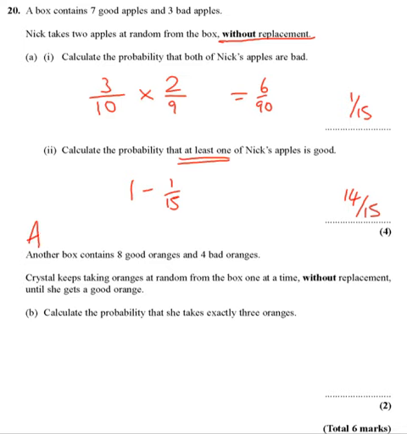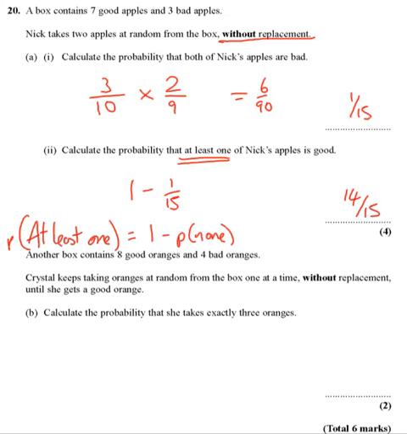So at least one: the probability of at least one equals 1 minus the probability of none. I hope that makes sense, because that's a very important concept. The last question as well, people found quite difficult.